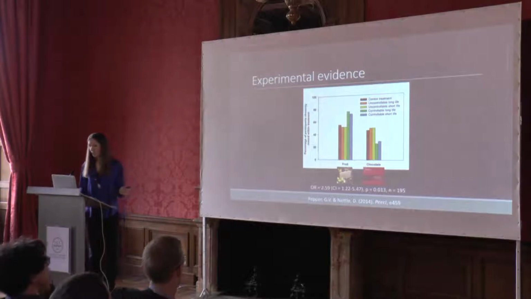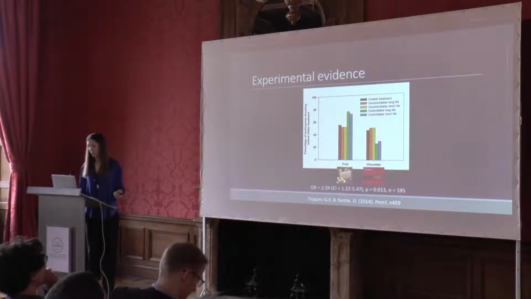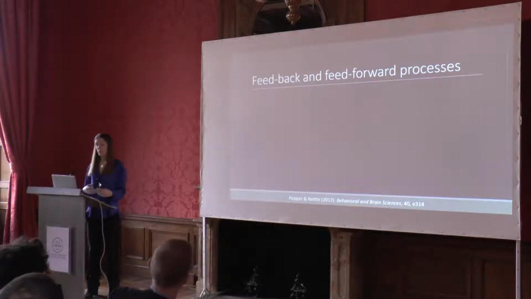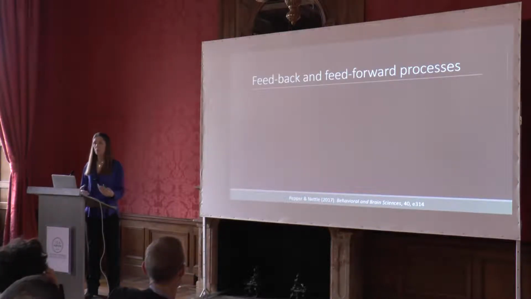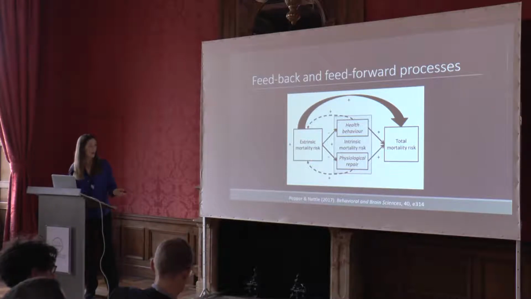Now that I've given you a little bit of the evidence towards this idea that mortality risk might be important for behavior, I'm going to talk about the feedback and feed-forward processes. One of the things that's really useful in the evolutionary models of aging, which we can transfer to our understanding of health behavior, is that there are these feedback loops. This is quite a simplistic diagram, but it'll give you the idea.